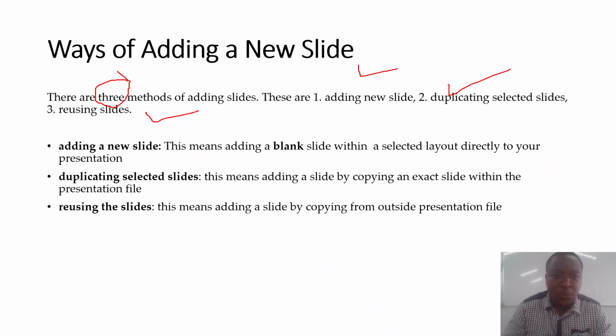And number 2, we have duplicating selected slides. This means adding a slide by copying an exact slide within the presentation. Duplicate. And then reusing the slides. This means adding a slide by copying from an outside presentation file.